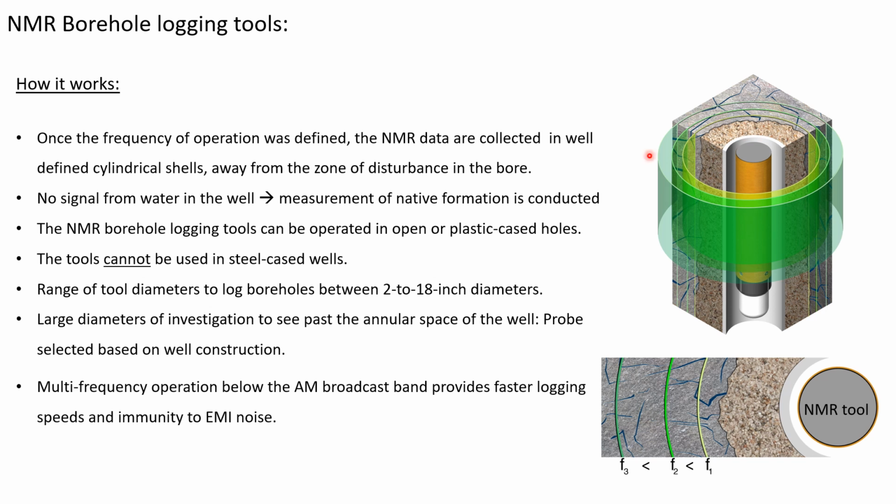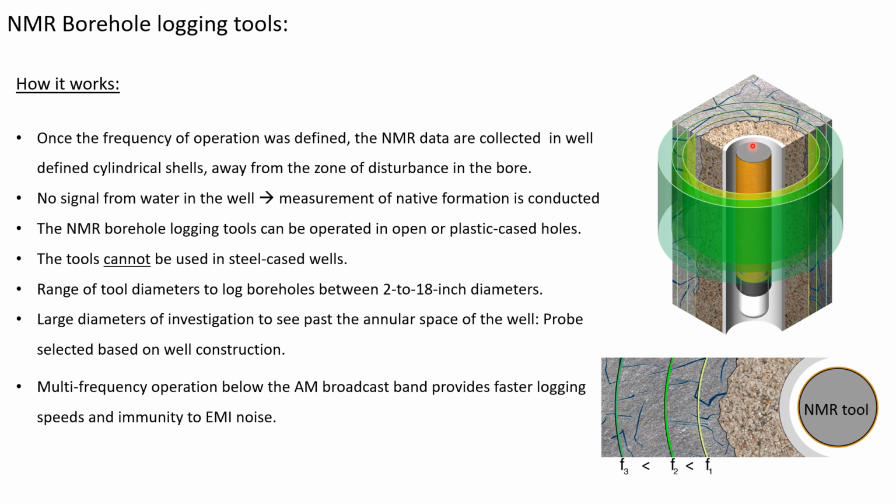Once the frequency of operation is defined, the NMR data is collected in well-defined cylindrical shells. These shells are located away from the zone of disturbance in the bore. So in the measurement, we detect the NMR signal, the water signal, only in this particular shell. No signal is detected from this disturbance zone or just within the well.